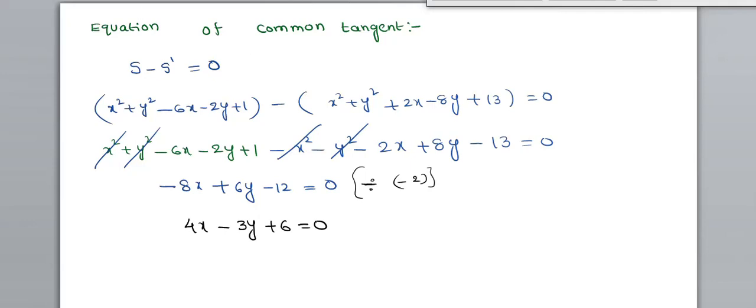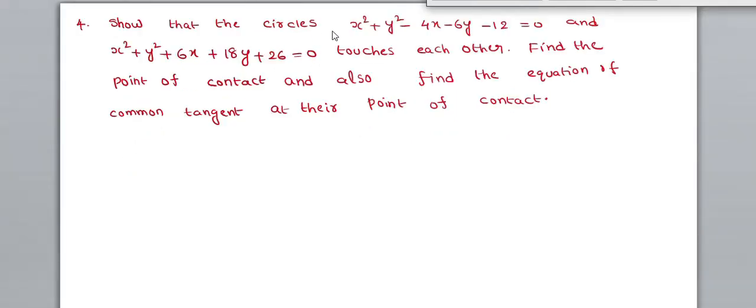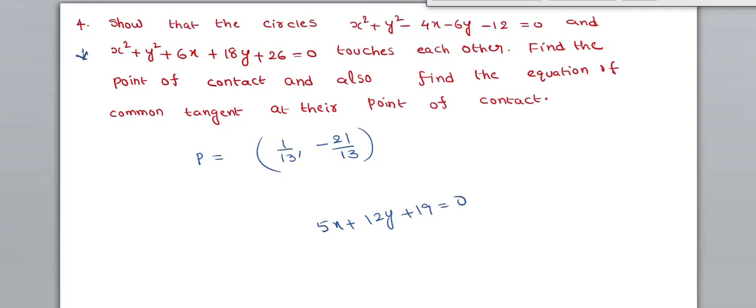Next problem. Show that the circles x square plus y square minus 4x minus 6y minus 12 equals 0 and x square plus y square plus 6x plus 18y plus 26 equals 0 touch each other. Find the point of contact and also find the equation of common tangent at their point of contact. Do homework, same problem. The point of contact answer is (1 by 13, minus 21 by 13). Do homework. Next, the equation of common tangent is 5x plus 12y plus 19 equal to 0. Do homework. So very important question. Write down.